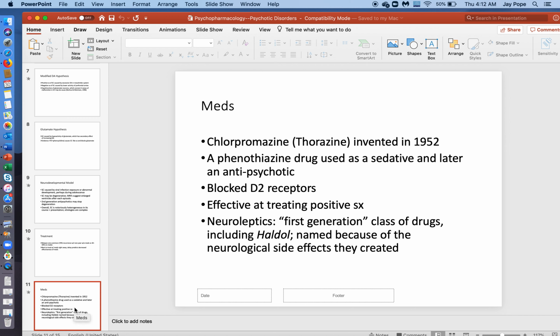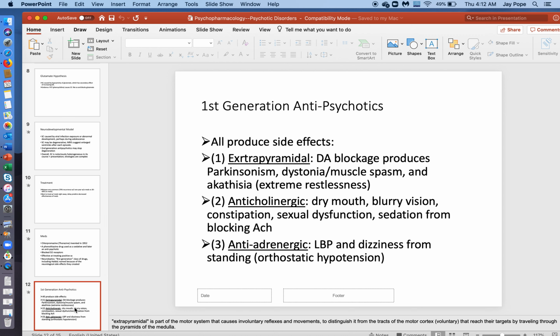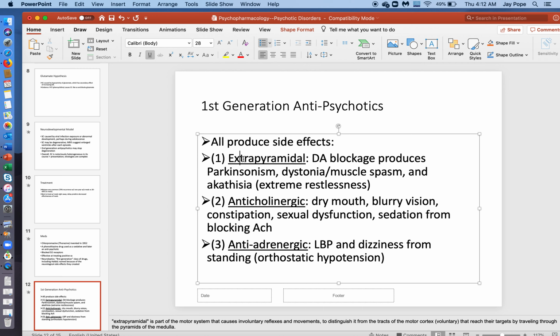So, whenever we're talking about the treatment of schizophrenia, you always are talking about the side effects of the medications because they tend to be a lot more severe than the medications you take for anxiety and depression. So here are those side effects that are associated with the first generational antipsychotic drugs. All of them produce these kinds of side effects. First are called extrapyramidal. It looks like I misspelled that here, so let me fix that. I put in an extra R in extrapyramidal.